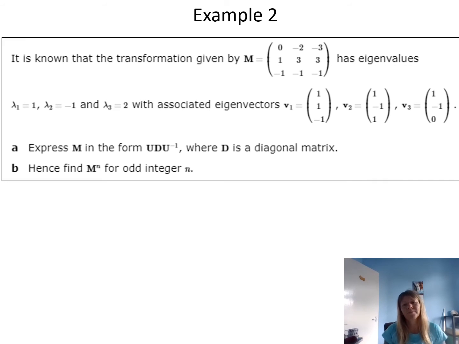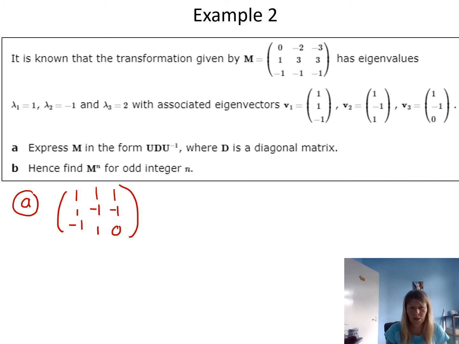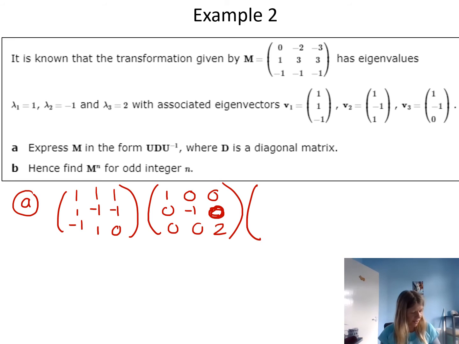Here's a question. So we're given M has eigenvalues and eigenvectors. Express them in the form U D U to the minus 1. So U is the eigenvectors, D is the eigenvalues. Oops, you're putting a 2 there. And the inverse of that, do it on your calculator.